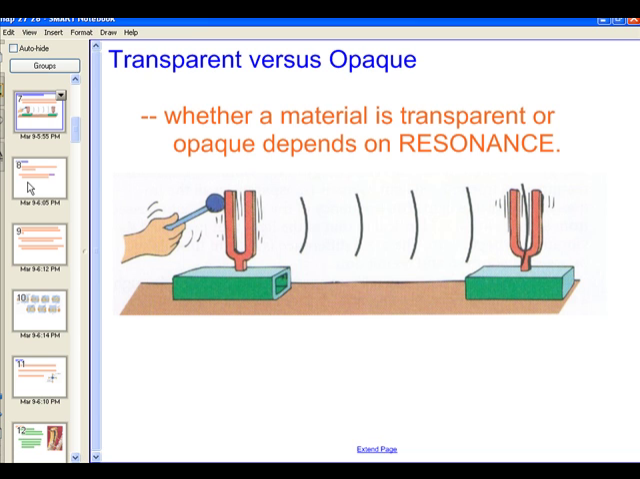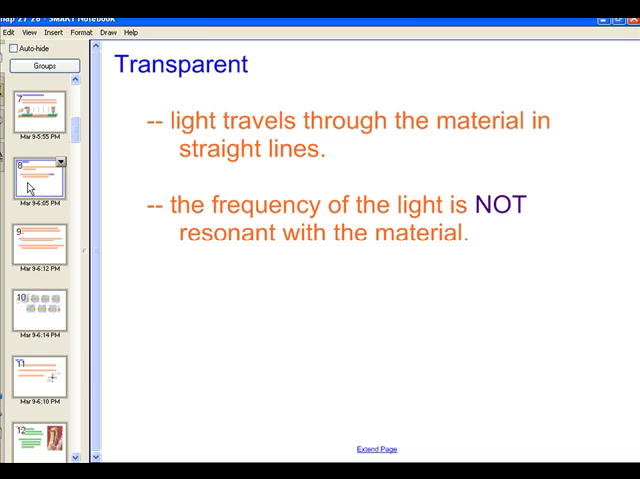Good? So, transparent. Things that are transparent: one, the light travels in a straight line through the material, through the upper pane of glass. Even in the lower pane, they are traveling in a straight line. It's just the texture makes that line go in a different direction. The frequency of light is not resonant. Not resonant. So it's not going to be collected up. So glass is not resonant with visible light.